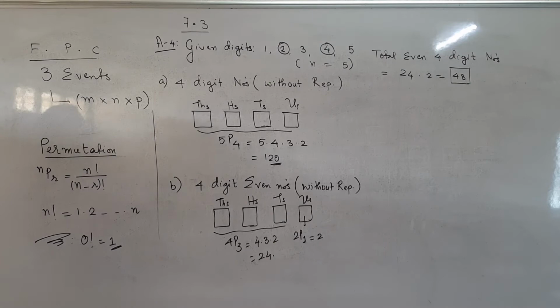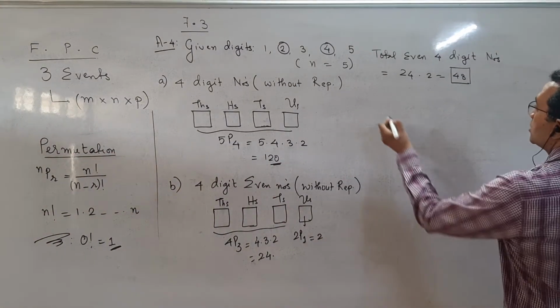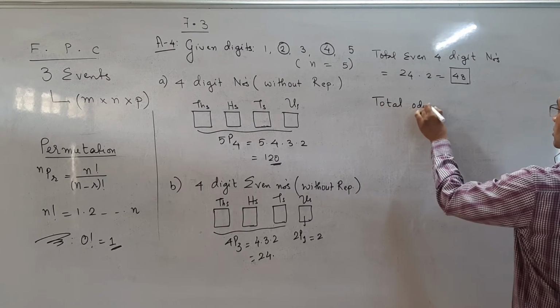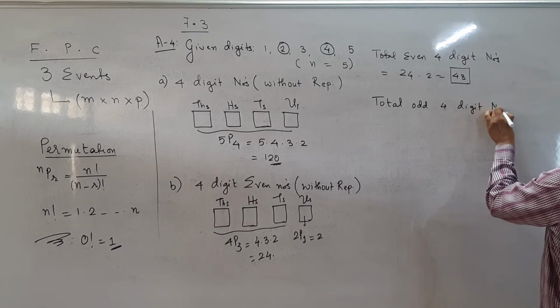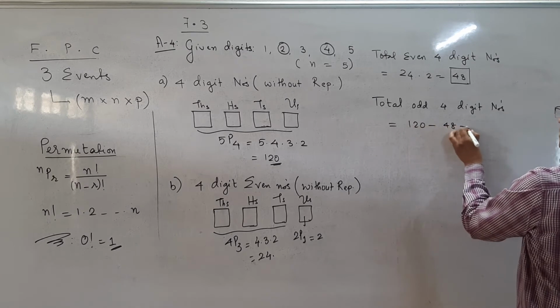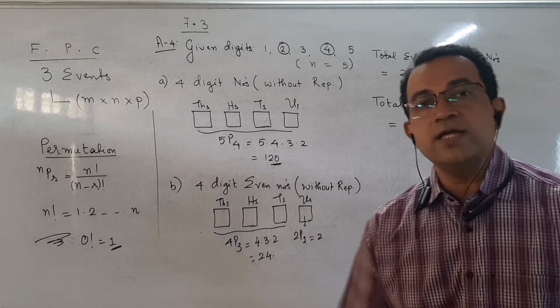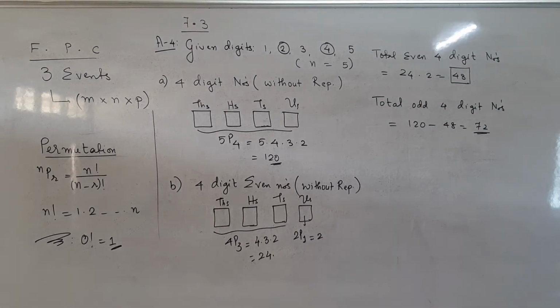Now, one extra point we are writing: total 4 digit numbers will be total minus given, which will give us 72. This is not asked. Students, we are not asked to find all 4 digit numbers, but still, students, we have written.